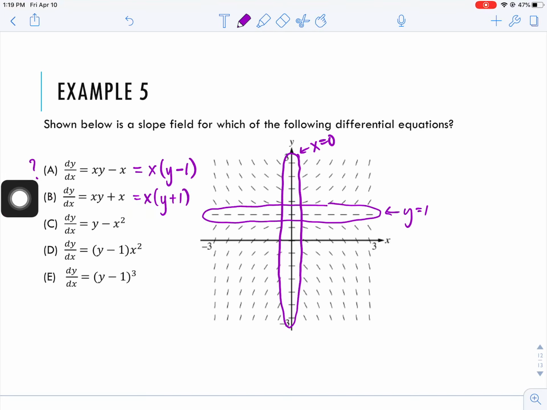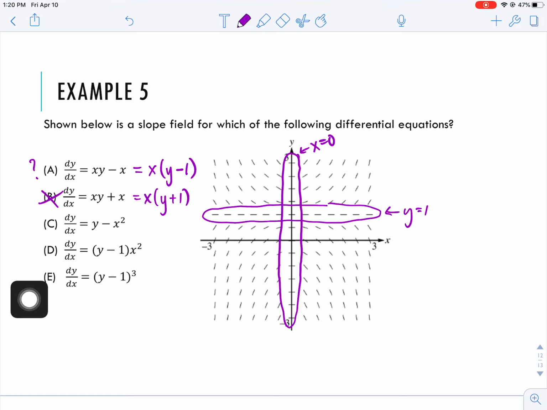If we look at the second one, and we plug in x equals 0, 0 times anything is going to be 0, so that's good. But if we plug in y equals 1, we get 1 plus 1 is 2, 2 times the x coordinate. Unless x is 0, you're not going to get a 0. So we need y equals 1 to be one of our zeros, so B doesn't work.